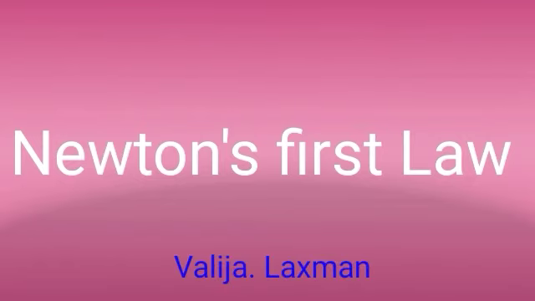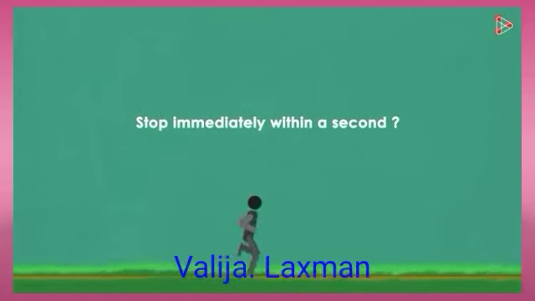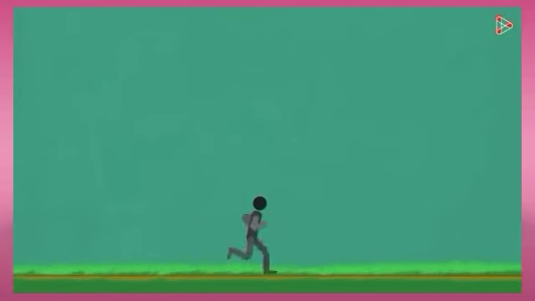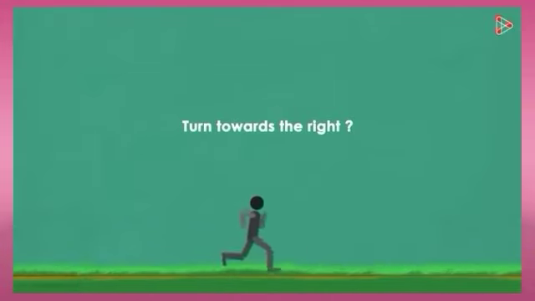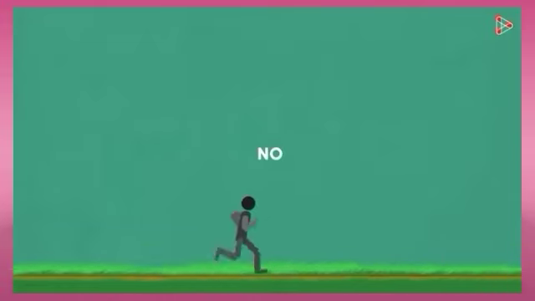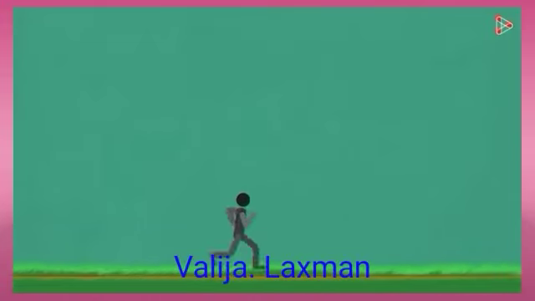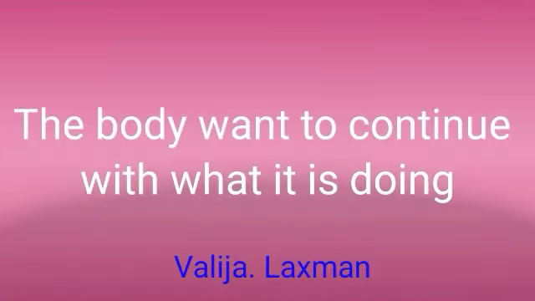What is this Newton's first law of motion? Let's take one example. Consider an athlete participating in a 100 meters race. The person is running very fast, and all of a sudden we ask the person to stop. Will he be able to stop, or change direction, or turn back suddenly? It is not possible. The person can stop gradually.